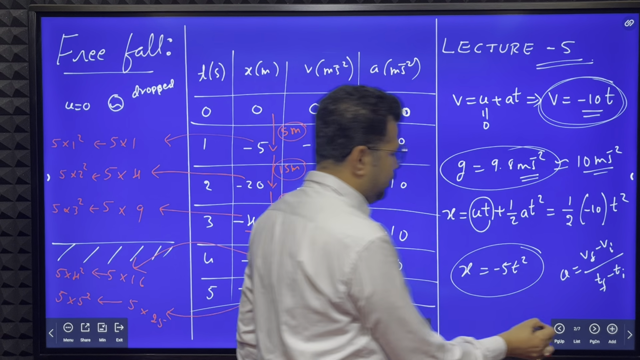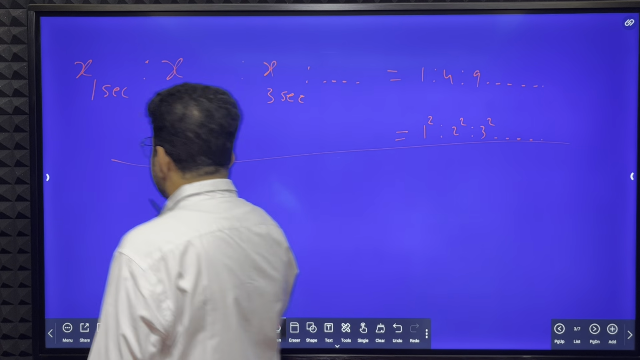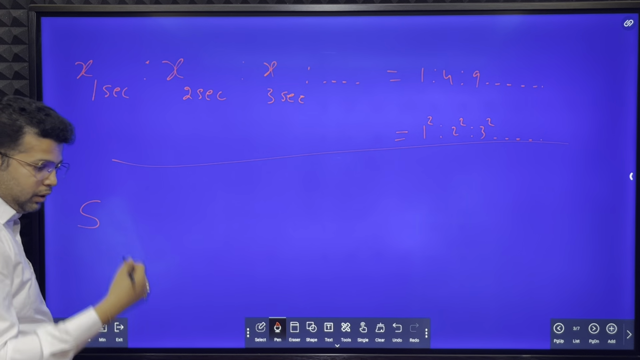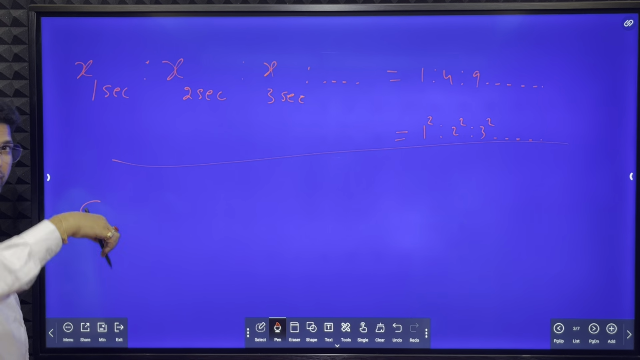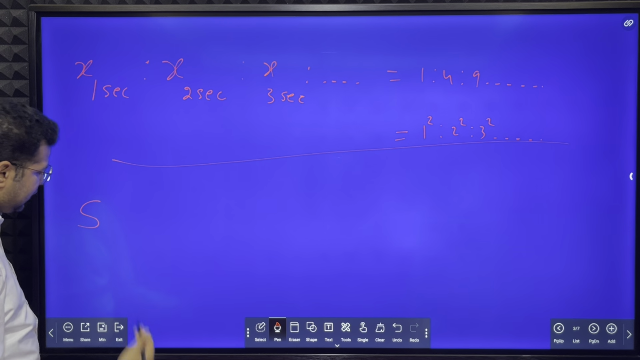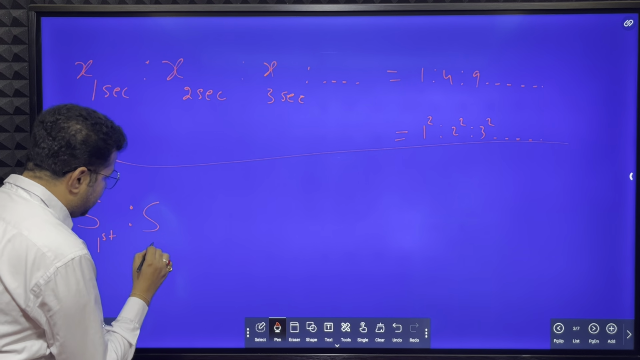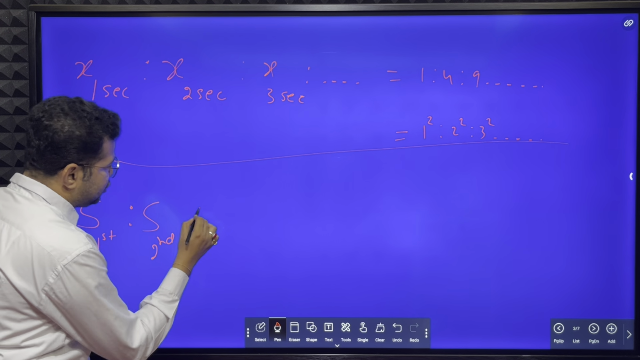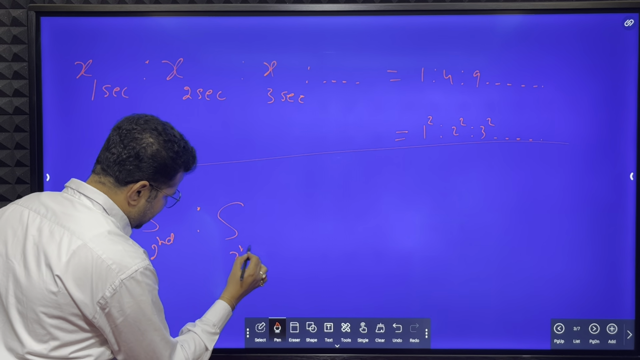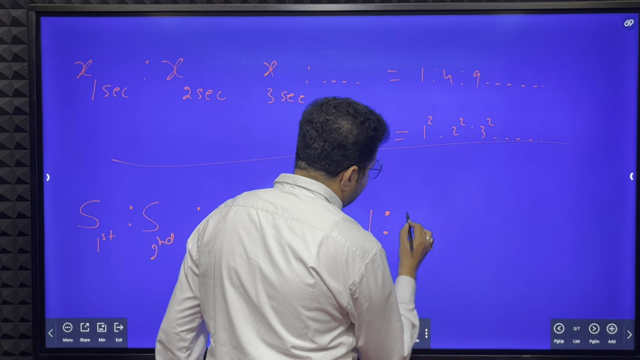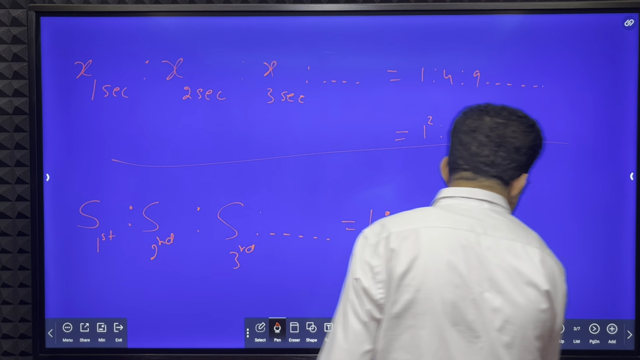Now, there is one more important point. Distance traveled by the body when it is falling, when it starts from rest and moves with a constant acceleration, in the first second is to distance traveled in the second second is to distance traveled in the third second is in the ratio 1:3:5. I forgot to tell you why this is.